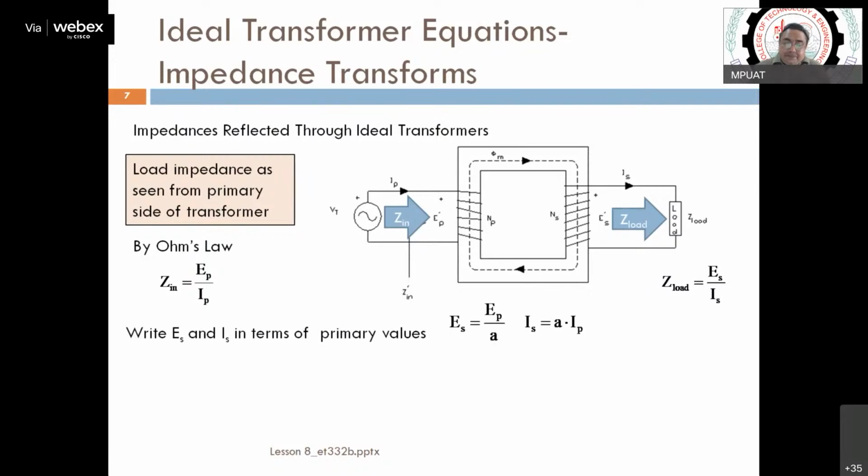Now, if I express ES and IS in terms of primary values by taking the turn ratio, then ES is equal to EP upon A. That is very clear. And similarly, secondary current IS is equal to turn ratio multiplied by primary current. It is very clear from the equations we have developed so far: the secondary voltage ES is EP upon A, and the secondary current is the turn ratio multiplied by the primary current.